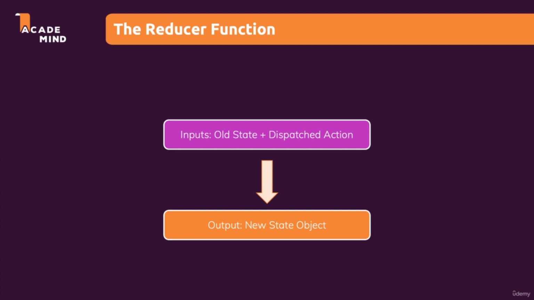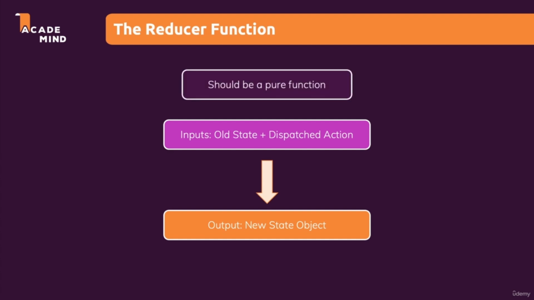And therefore, a reducer function should be a pure function, which basically means that the same inputs, the same values for the inputs, always should produce exactly the same output, and there should be no side effects inside of that function. So you must not send a HTTP request or write something to local storage or fetch something from local storage there. Instead, a reducer should really just be a function that takes the given inputs, which are provided by Redux, and then produces the expected output, a new state object.